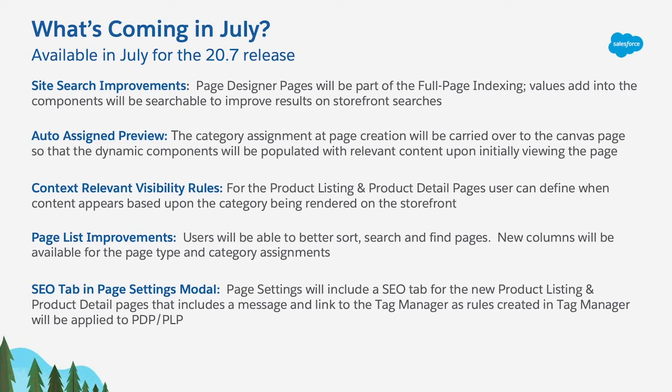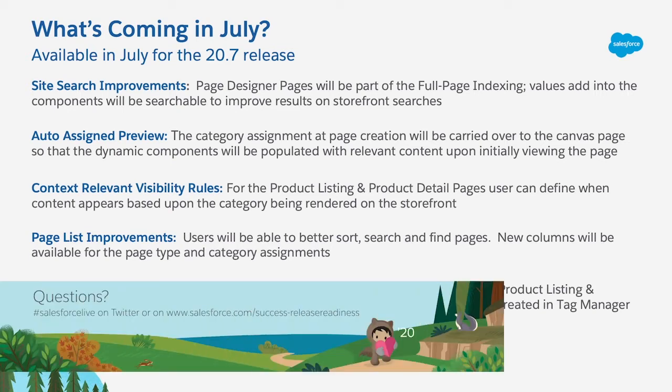We are adding context-relevant visibility rules. This means that on a product listing page or a product detail page, the user can define when content appears based upon the category being rendered on the storefront. When a user first enters Page Designer, they see a list of existing pages. We are adding a few columns to display the type of page and category assignments. We will also extend the sort and search on this page to improve management of pages.